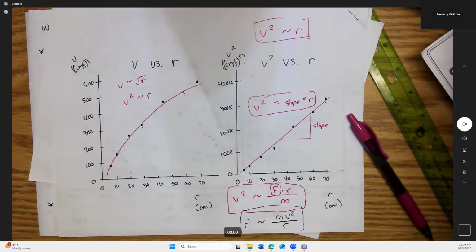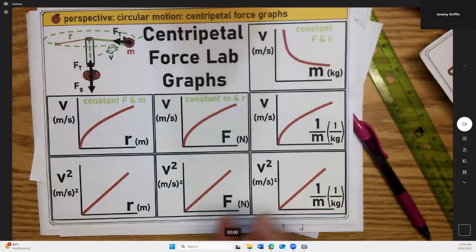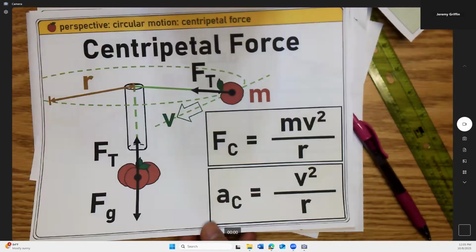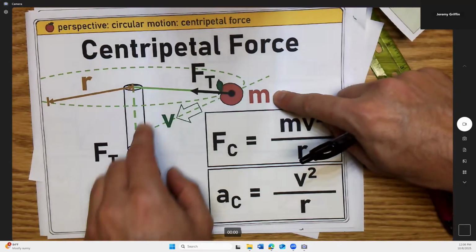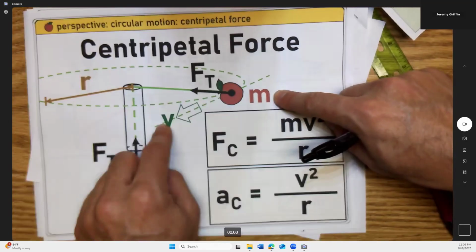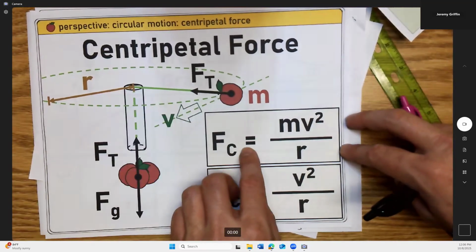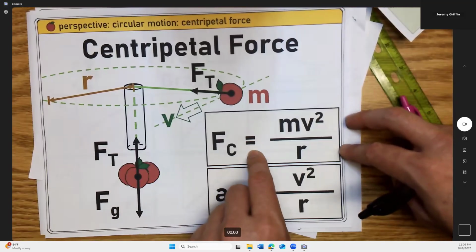So I got this poster that summarizes everything that you guys just did. And here's the conclusion we're coming to. If you have this mass swinging around, and this weight, which is equal to this tension, providing the force, and this speed, and this radius of curvature for the circle, put it all together. Turns out you can actually drop the proportion and make it an exact equation.